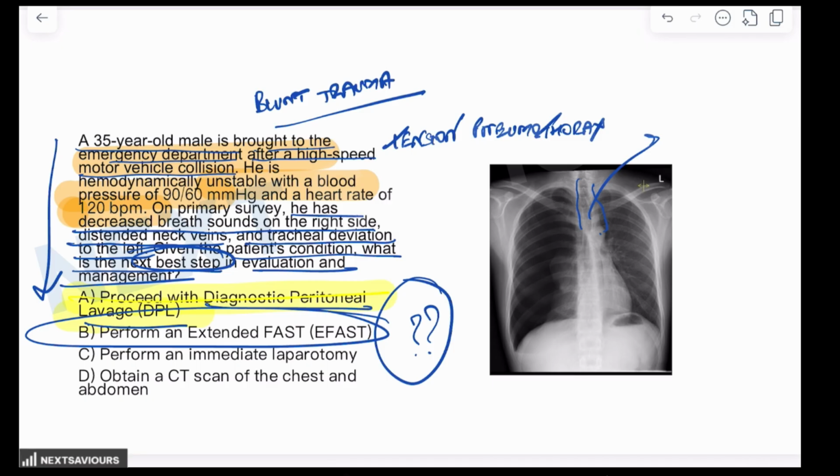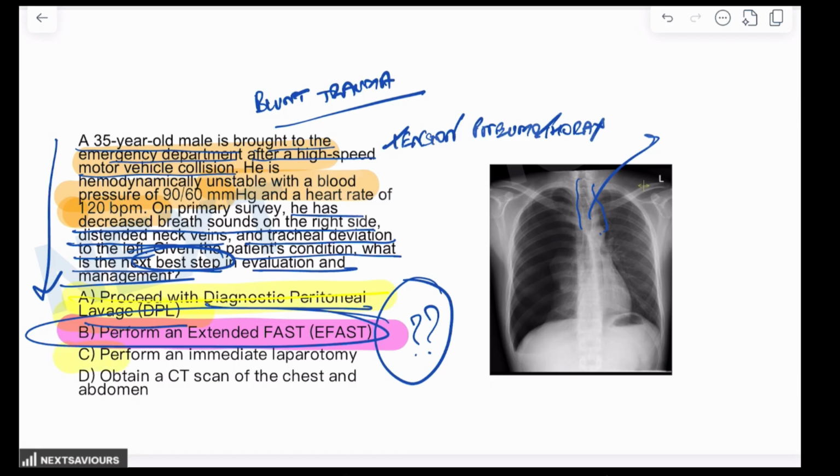Point number two. The answer for that question you are already aware of now: you have to perform an extended FAST, since the patient has respiratory distress and hemodynamic instability. E-FAST can rapidly detect the pneumothorax or the hemothorax, guiding immediate management with needle decompression or chest tube insertion. Moreover, the hidden fluids in the pouches can also be identified.